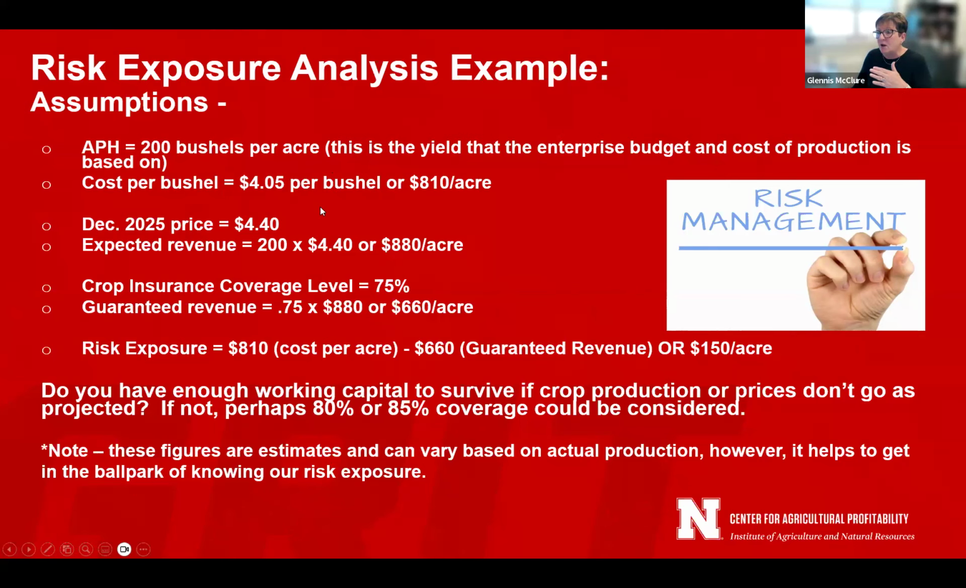So again, we had this cost of production based off this 200 bushel. However, it helps to get in the ballpark of knowing what our risk exposure is when we work through examples like this. And I think it's pretty important to think about those things this year, especially as the commodity prices, or at least the projections right now, are either short of covering cost of production or just over that.